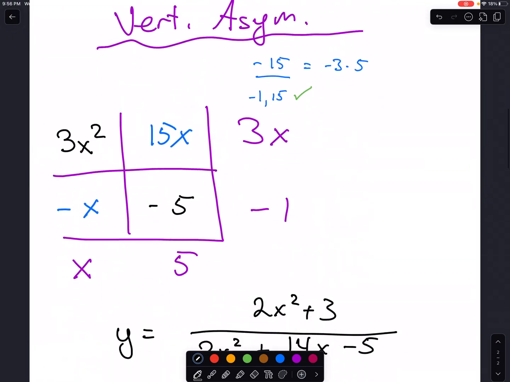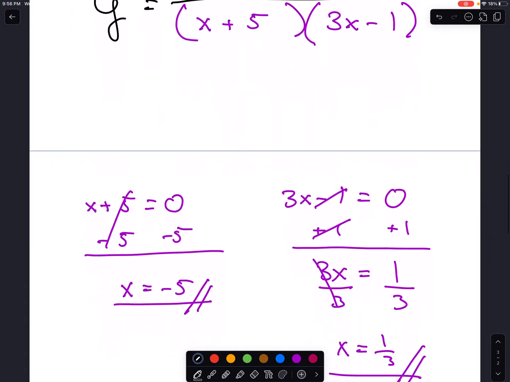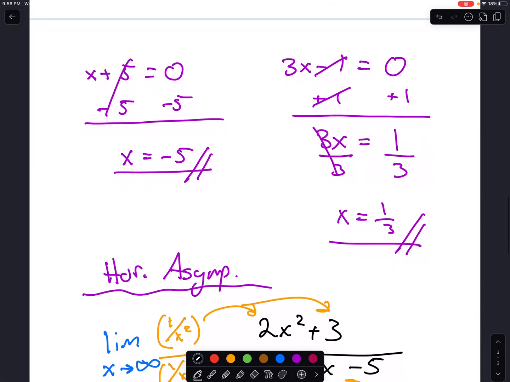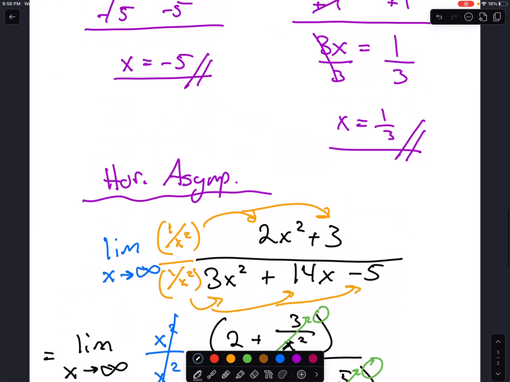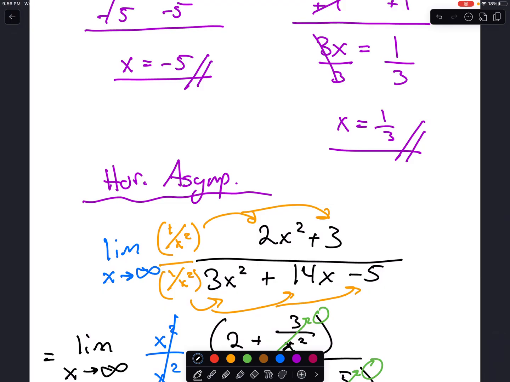Where'd it go? Yeah, there it is. x equals -5 and x equals 1/3. Okay.